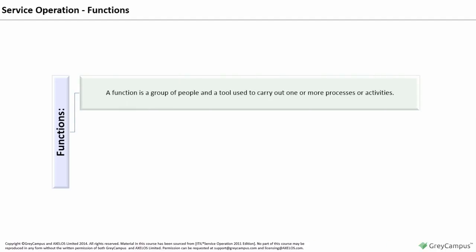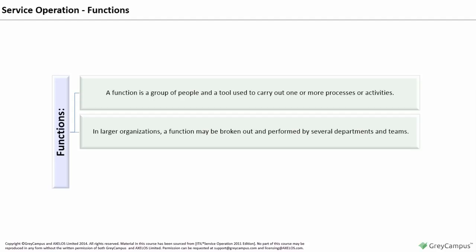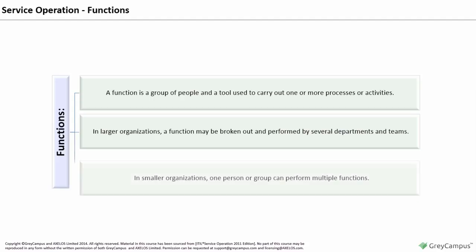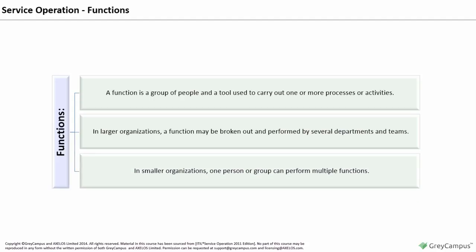Service operation. Functions. A function is a team or group of people and the tools or other resources they use to carry out one or more processes or activities. In larger organizations, a function may be broken out and performed by several departments, teams and groups, or it may be embodied within a single organizational unit, e.g. a service desk. In smaller organizations, one person or group can perform multiple functions, e.g. a technical management department could also incorporate the service desk function.